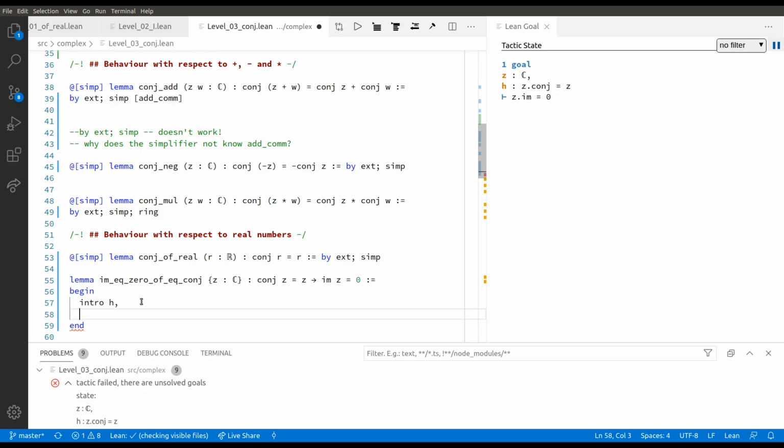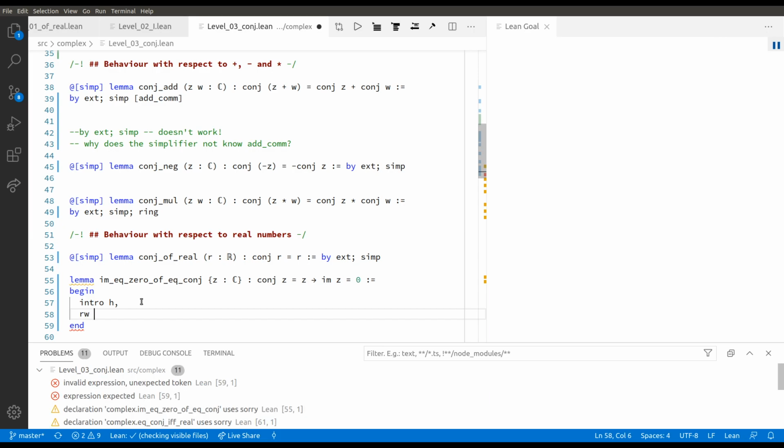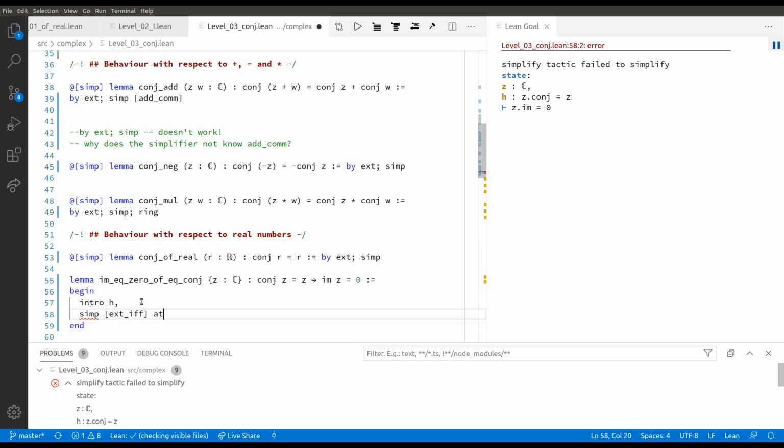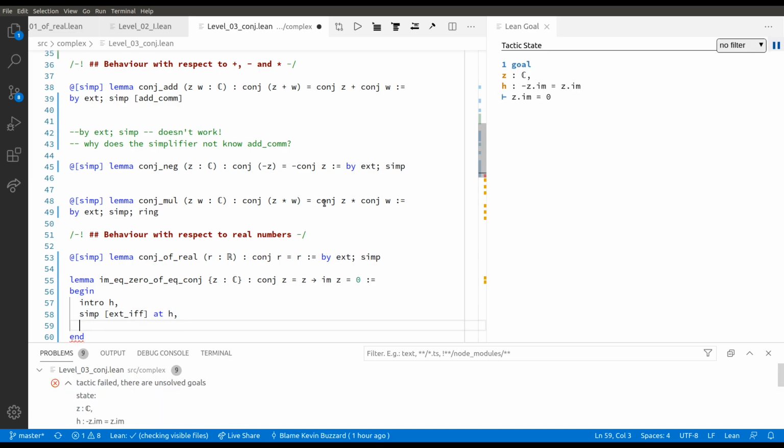Let's solve this level. The conjugate of z is z. So why don't I rewrite xdiff? Oh, why don't I simplify, simp xdiff at h, and let's see what we actually get. What does h mean? If the conjugate of z equals z, the simplifier can simplify that as far as this. The imaginary part of z is negative the imaginary part of z. So there you go. This is why the simplifier couldn't do it, I guess.